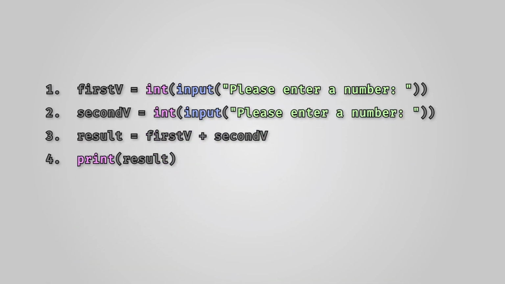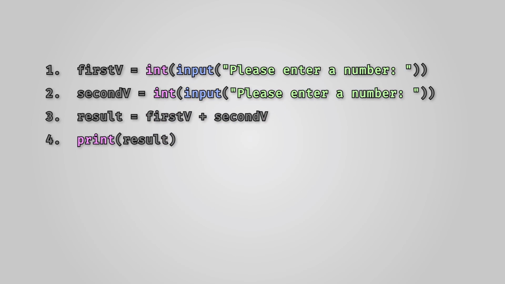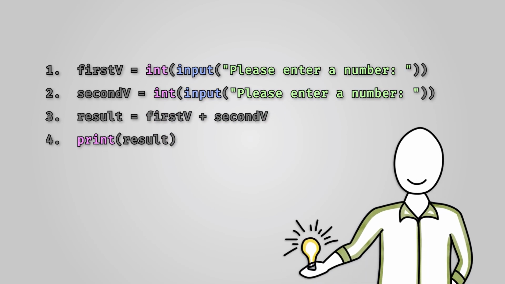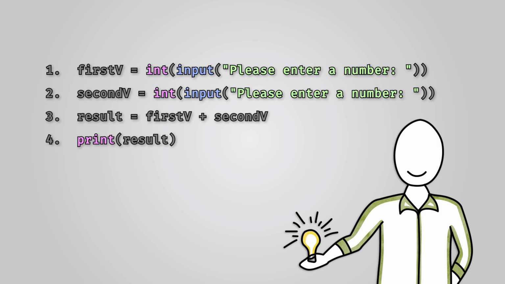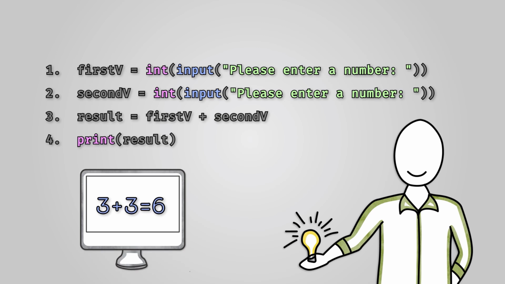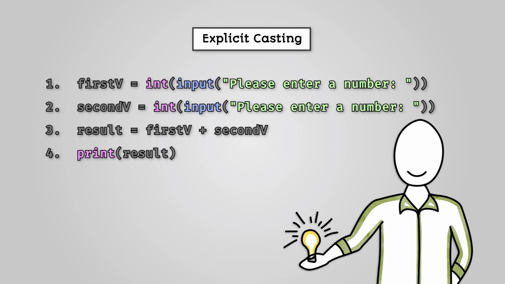Let's say we wanted to carry out the first code example from earlier this lesson for adding 3 and 3 from user input. We could code that as follows. You can see that we have wrapped our input statement in our int casting function. This means that whatever the user enters will be stored as an integer. This means that first v and second v will be integer variables, and so the addition will work as expected. The process of performing your own casting is called explicit casting.